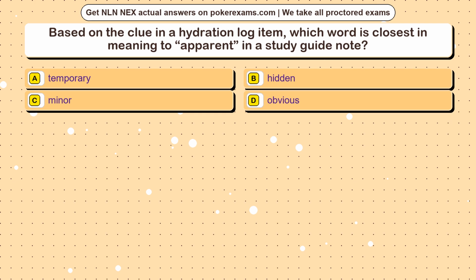in a study guide note? Option A, temporary. Option B, hidden. Option C, minor. Option D, obvious.